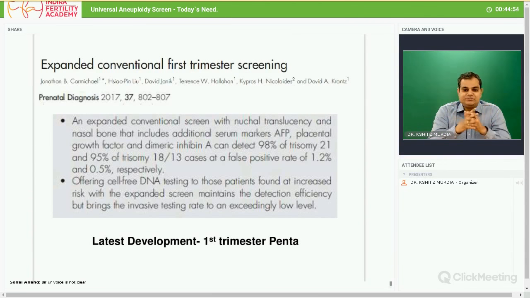And this test is a bit magical in that it has a detection rate of 98% for trisomy 21 and 95% for trisomy 18 and 13, with the false positive rate as minimum as 1.2 and 0.5. So with the use of this, it almost eliminates the need of NIPT, and invasive testing will be done for a very limited percentage of the cases. But the first trimester quadruple or this expanded first trimester screening called penta testing is still in the evolution phase and is not validated in India, is not available right now.